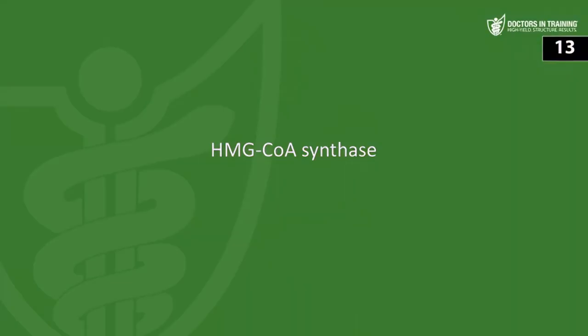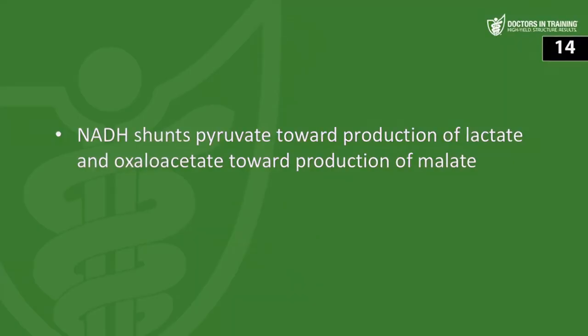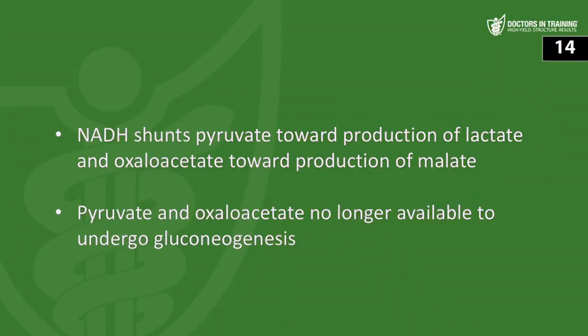It's HMG-CoA synthase. Next, a stressed physician comes home from work, consumes 7 or 8 shots of tequila in rapid succession before dinner, and then becomes hypoglycemic. So the question is, why does she become hypoglycemic? So remember this mechanism. You generate a lot of NADH when you metabolize ethanol. And that NADH shunts pyruvate toward the production of lactate, and it shunts oxaloacetate toward the production of malate. And this means that pyruvate and oxaloacetate are no longer available for gluconeogenesis. So the patient's more likely to become hypoglycemic.